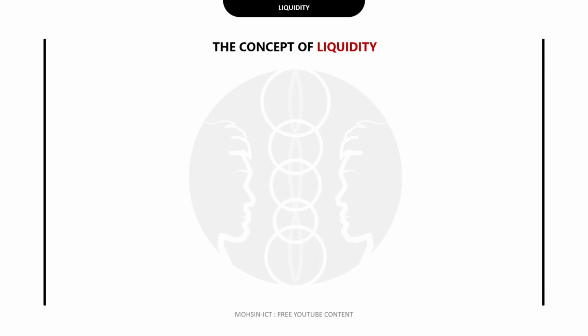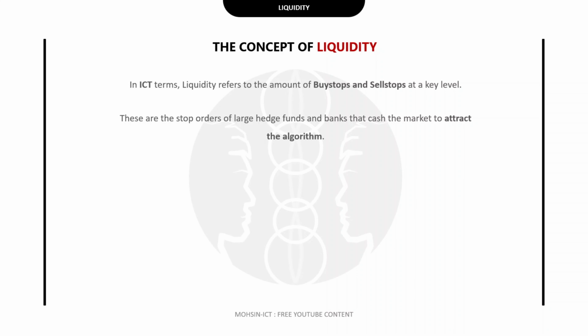Let's start by giving you the concept of liquidity. In ICT terms, liquidity refers to the amount of buy stops and sell stops at a key level. These are the stop orders of large hedge funds and banks that catch the market to attract the algorithm.